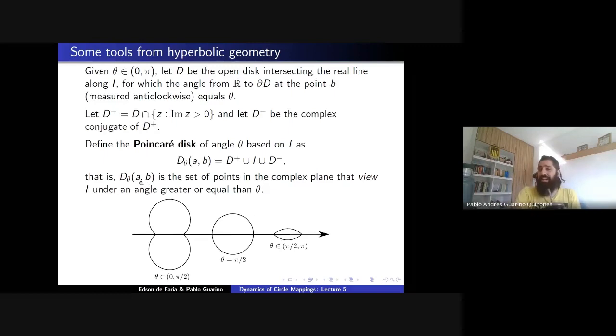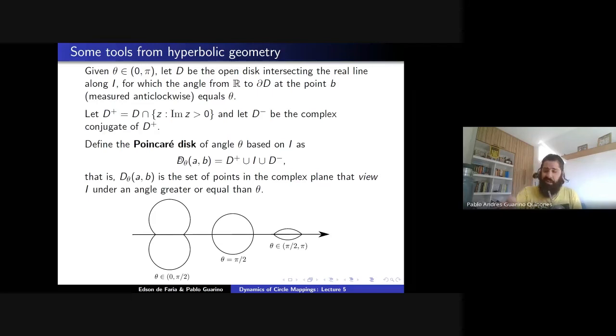I mean, as it's written here, the Poincaré disk of angle theta is the set of points in the complex plane that view, here is the word view, your interval I under an angle at least theta, or even greater than theta. This is why if you have a point here and you draw the rays connecting your point with A and B, which are the boundary points of your interval I, the angle that you have here is greater than theta. If you are at the boundary here, it is exactly theta, but if you're outside, the angle that you will see is smaller than theta.